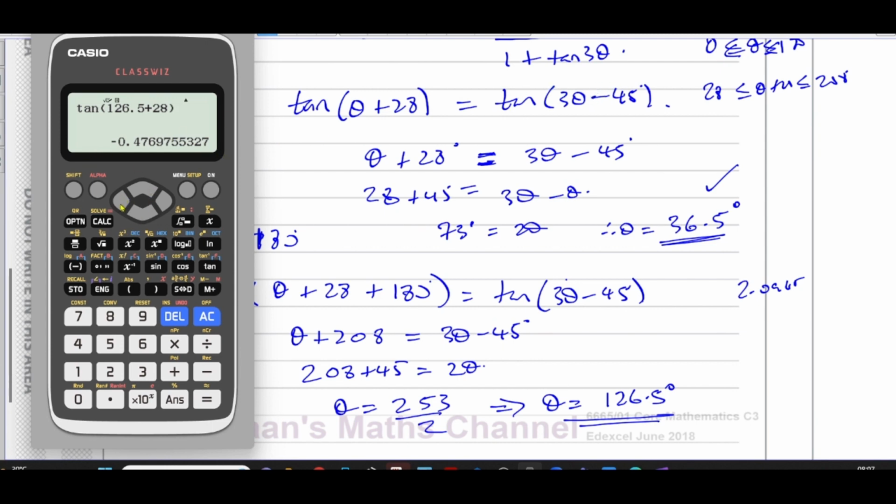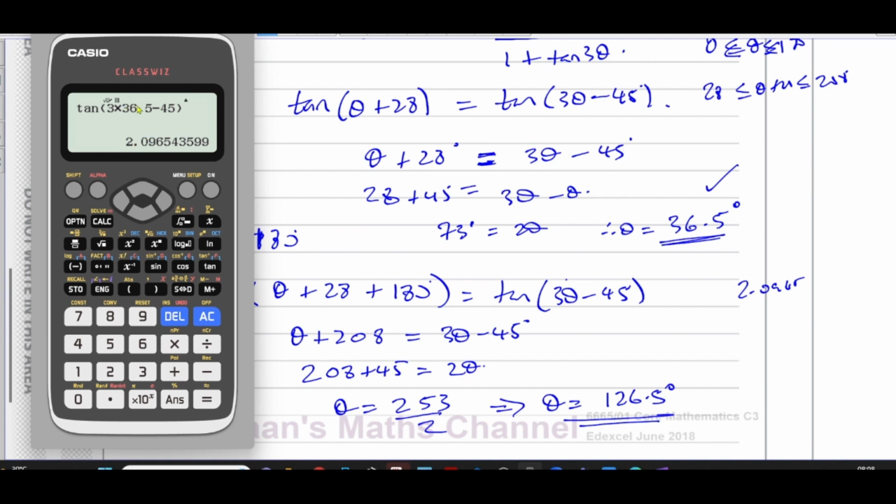We're going to take the tan of 3 times our angle minus 45. That gives us exactly the same. You see, these two give us the same thing. So the tan of this angle plus 28 gives us the same ratio as the tan of 3 times this angle minus 45. So this angle satisfies this equation, as does this angle. Both of them satisfy this equation. And we can verify this one again. We can put this in here and replace this with 36.5. And it should give us what we wrote down over here.